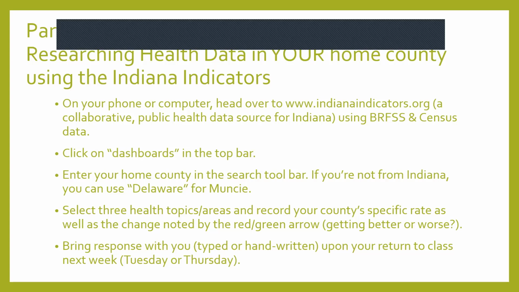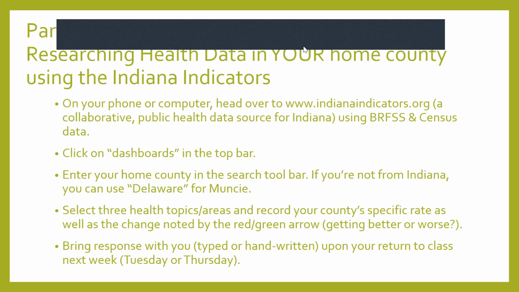Then I'm going to ask you to select 3 health topics or areas, which you'll see in a second, and record your county's specific rate, which I'll show you, as well as any changes noted by the red or green arrow next to the number. Like, is that number getting better from one assessment to the next, or are we getting worse with that health issue from one year to the next? So all I need is your 3 health topics and areas and whether or not we're getting better or worse on a sheet of paper, typed or handwritten. And whenever you come back next week, Tuesday or Thursday, you'll bring that with you to class.